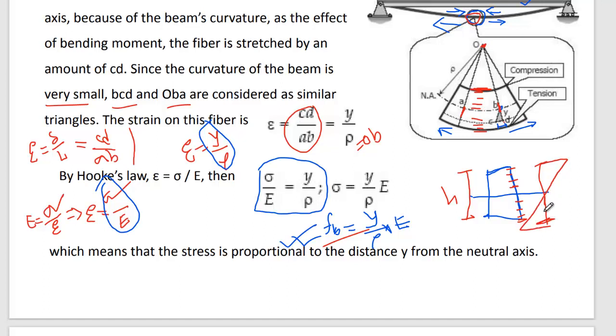So the flexural stress diagram for a rectangular shape would be like that. Why? Because if you consider this y, this is the stress. If you consider this y, this is the stress. As you increase y, stress is increasing. So that is the maximum flexural stress point, where y equals h by 2.